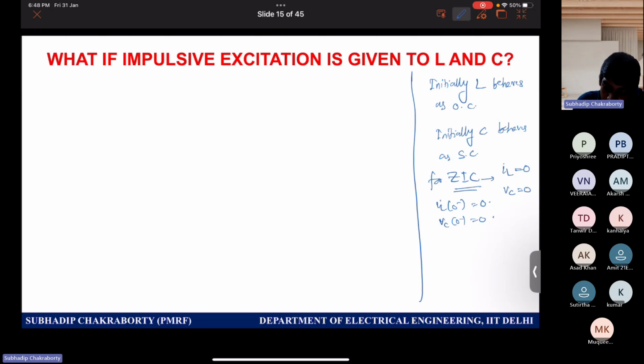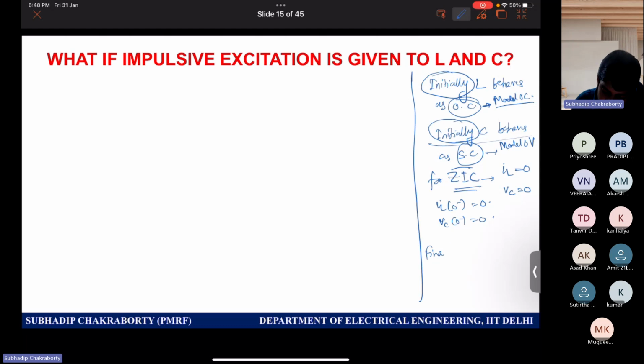And I told you, to model a zero current you have to use an open circuit. To model a zero voltage you have to use a short circuit. Here you have to model zero current, because the current through the inductor just before switching and after switching cannot change, but it was 0. So how to model 0? Just after switching it will be open circuit, and capacitor behaves as short circuit. This is initially.